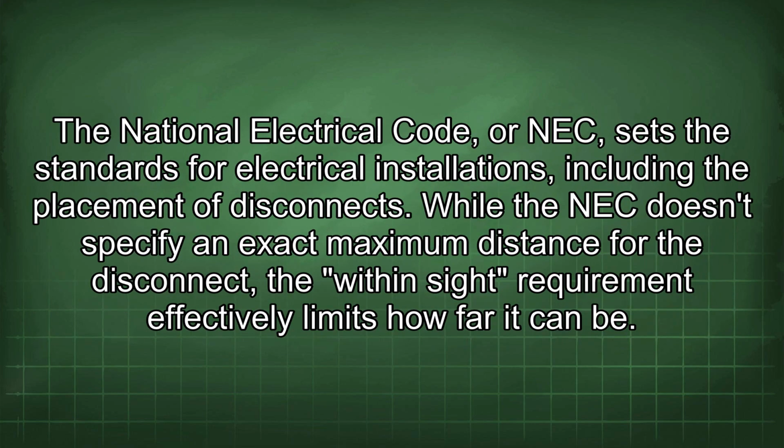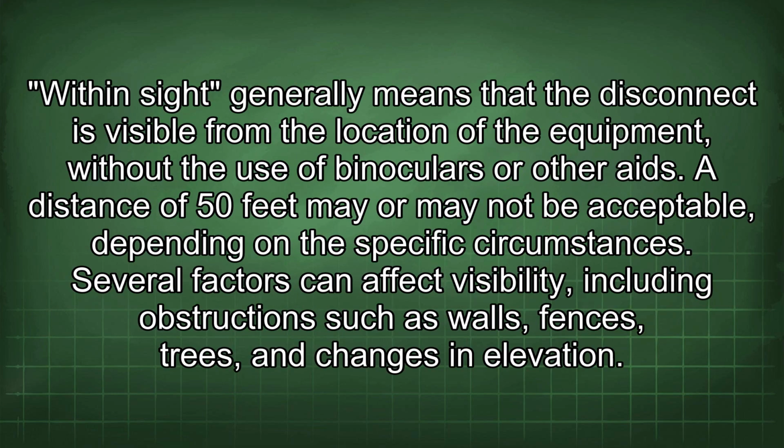The National Electrical Code, or NEC, sets the standards for electrical installations, including the placement of disconnects. While the NEC doesn't specify an exact maximum distance for the disconnect, the within sight requirement effectively limits how far it can be. Within sight generally means that the disconnect is visible from the location of the equipment, without the use of binoculars or other aids. A distance of 50 feet may or may not be acceptable, depending on the specific circumstances.